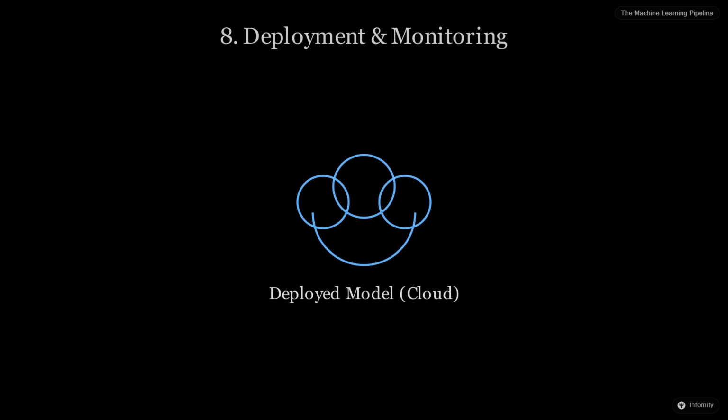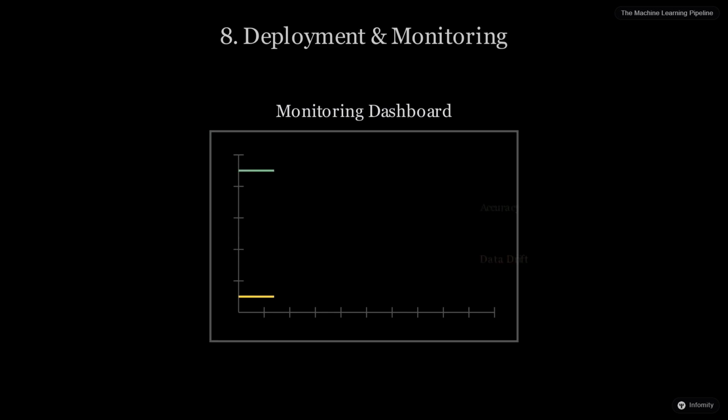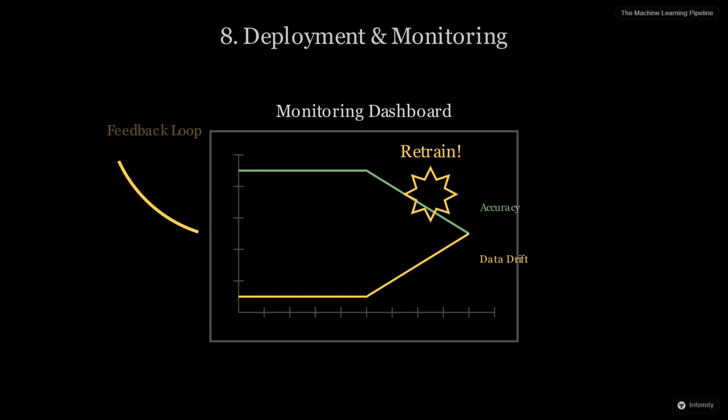With our model trained, evaluated, and hyperparameters tuned, the next major step is deployment. This means making the model available to users or other systems so it can start making real-time predictions. But deployment isn't the end. Continuous monitoring is crucial. We track the model's performance in the real world, looking for model decay or changes in input data distribution known as data drift. If performance drops, the model might need retraining or reevaluation, completing the iterative pipeline.